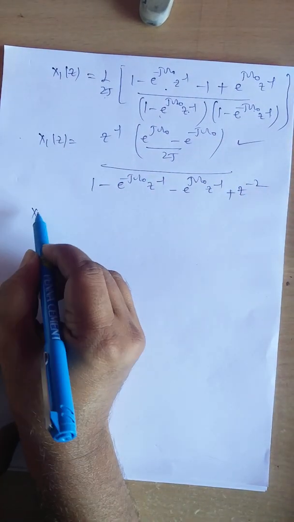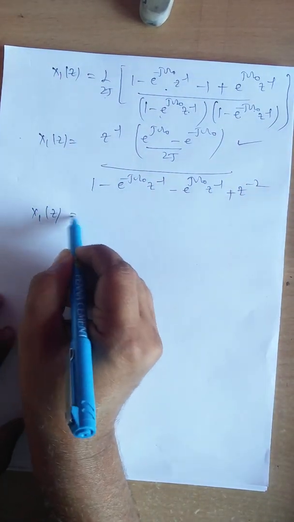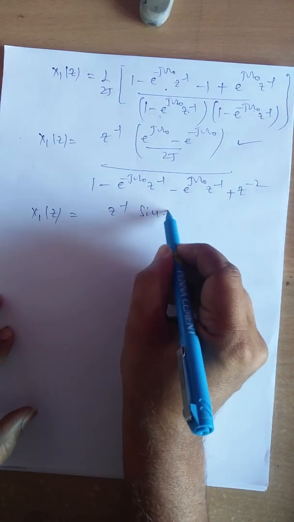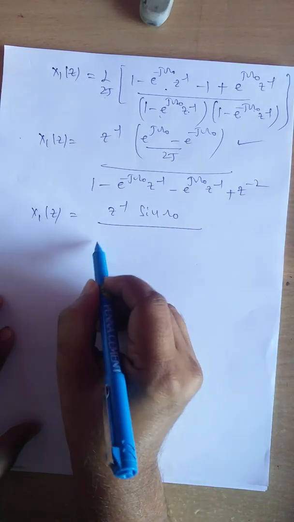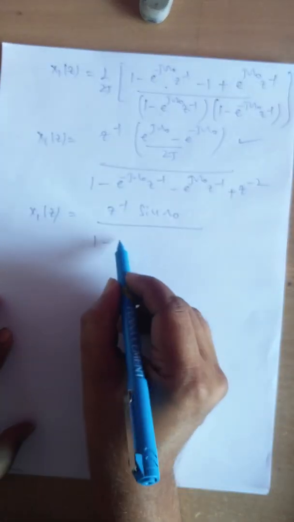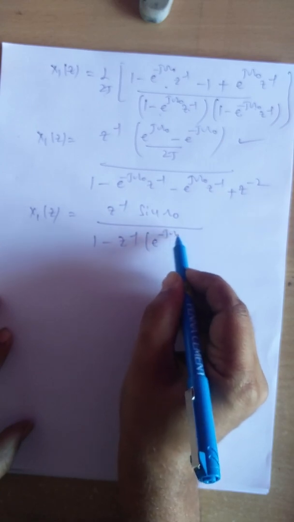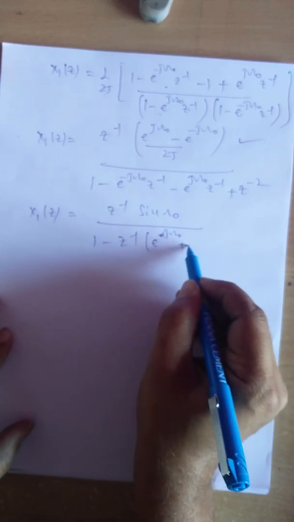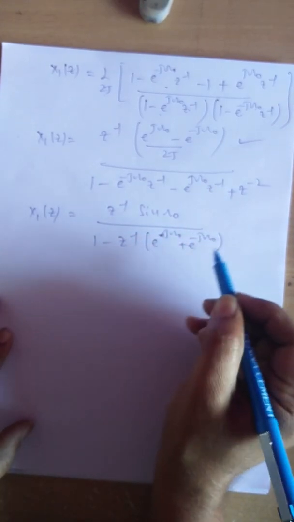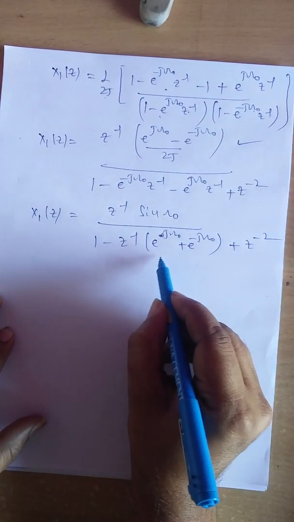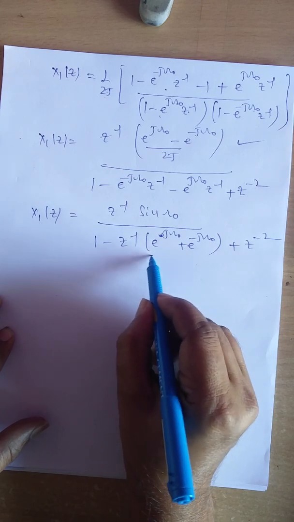This part will become sine of omega naught z inverse, divided by 1 minus. In these two terms, minus z inverse is common, you'll get e to the power of j omega naught plus e to the power of minus j omega naught, plus z to the power of minus 2. You can express that in terms of cos function.